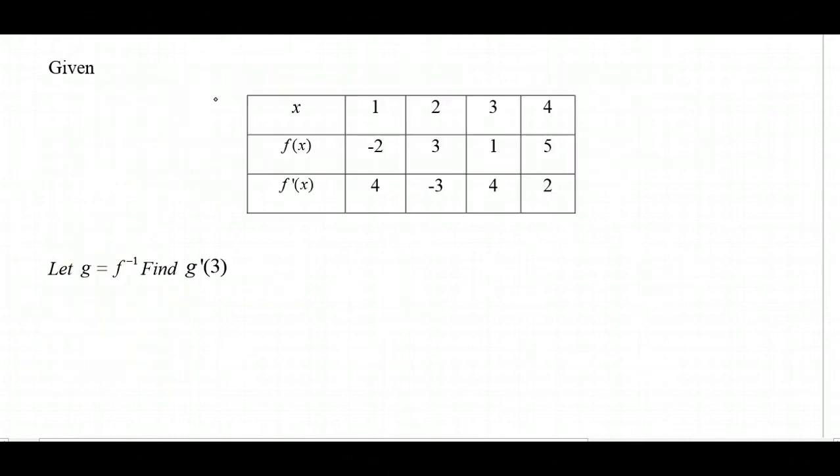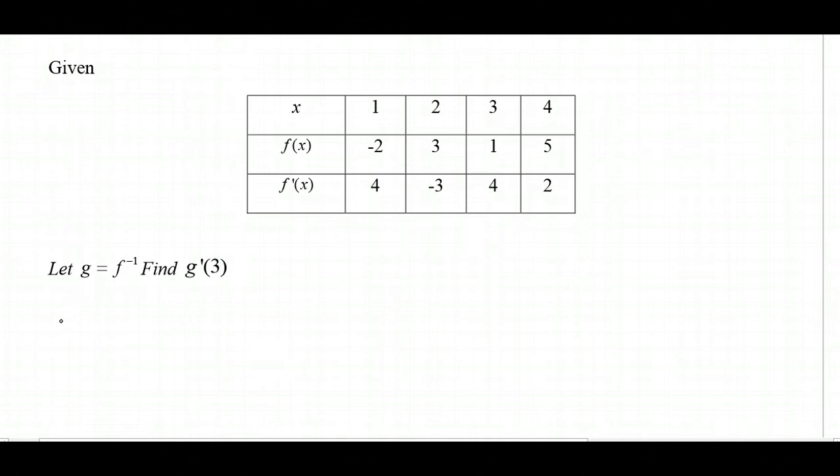So in this case, it was possible we were given enough information, and in fact, we were given too much information. Alright, this is the last example, and we're going to be given a table of information instead of the original function or just individual pieces of information. So at different x values, 1, 2, 3, 4, I know about the graph of f of x and f prime of x. And I'm told let g equal f inverse, find g prime of 3.